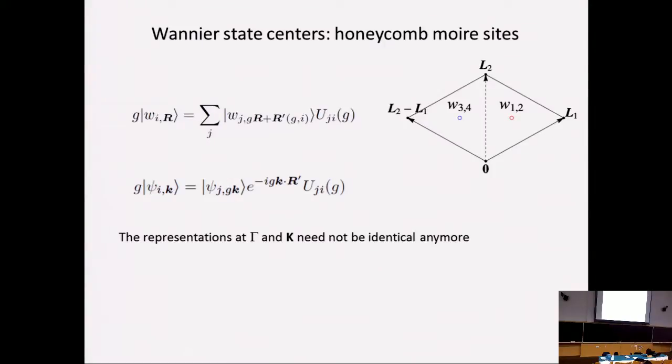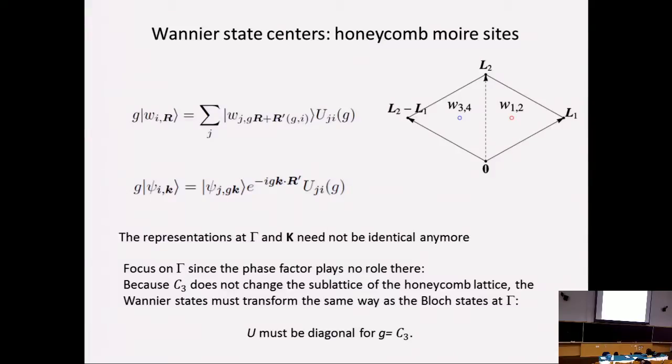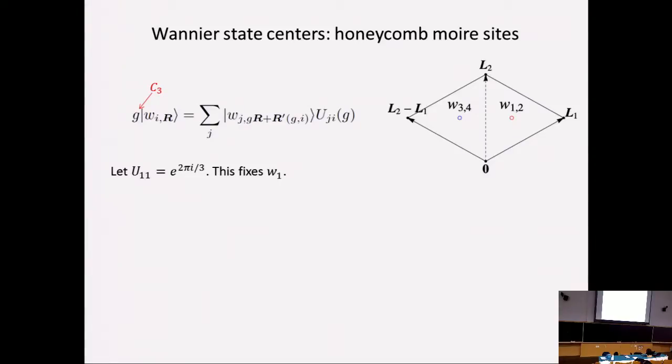All right. It also tells you that the representations at the gamma point, where this little k is equal to 0, are actually the same as the Wannier states, but at the corner of the Brillouin zone, they can be different. All right, so it's now very simple how to set up our Wannier states. We can start with Bloch states at gamma to be eigenstates of the threefold rotation. And in this case, this matrix U has to be diagonal, and we can pick its first element to be e^(2πi/3). That would fix how the first Wannier state of the 4 transforms under the threefold rotation.